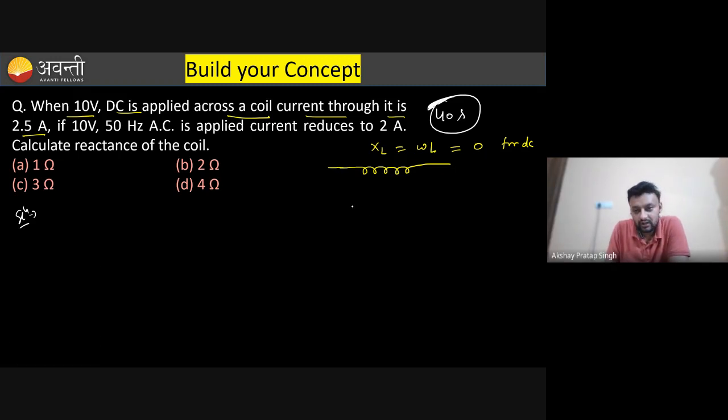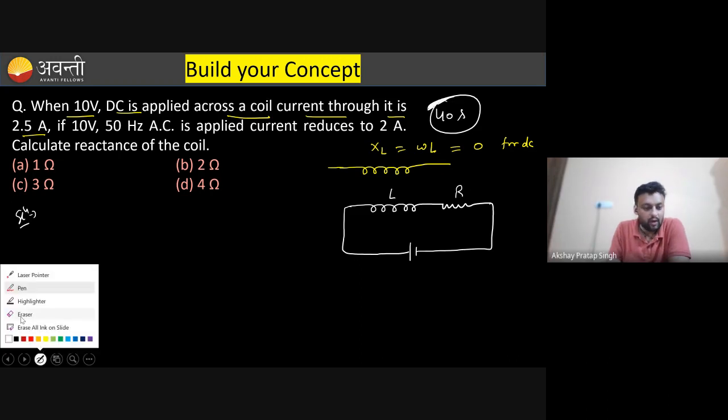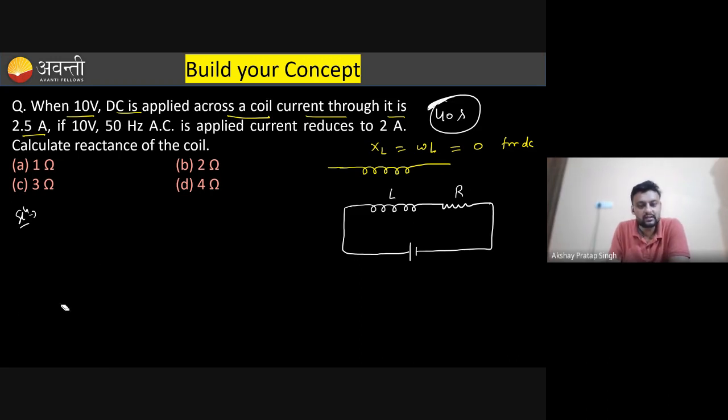This is the question which involves an LR circuit. Is this statement clear to everyone? What I'm saying? They are applying DC to it, and this is the case of an LR circuit. How do I recognize this thing? Is this part clear to everyone? If you want me to repeat, you can ask me. Otherwise, I have explained it.